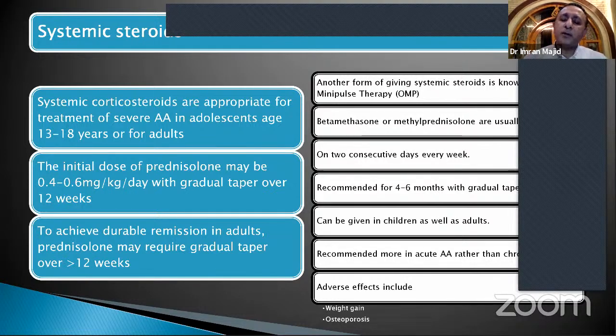And oral mini pulse, the other advantage is it can be given in children also as well as adults. And it is recommended more in acute alopecia areata than in chronic alopecia areata. Adverse effects of oral mini pulse include weight gain and osteoporosis.